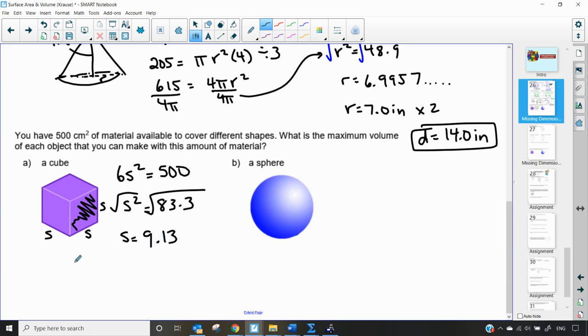Now that's rounded, but in order to figure out our volume, it would be side cubed. So we're going to take that amount, that 9.13 on our calculator, and we're going to cube it, and that gives us a volume of 760.7 centimeters cubed.